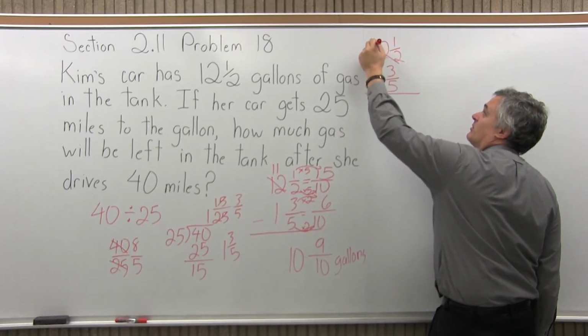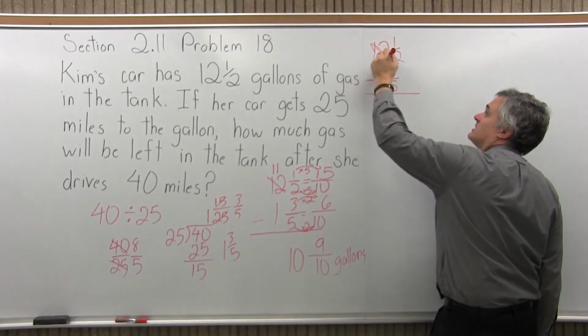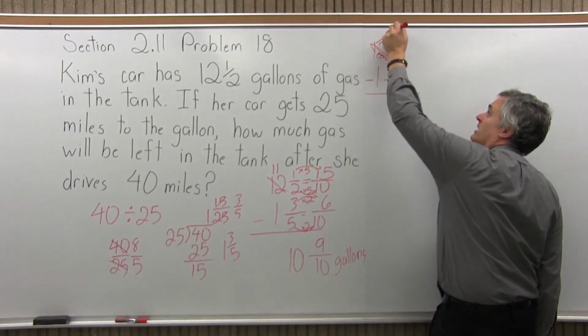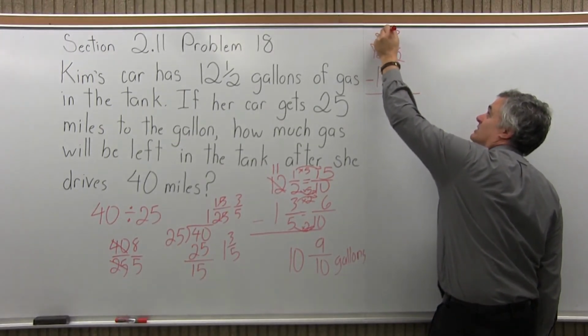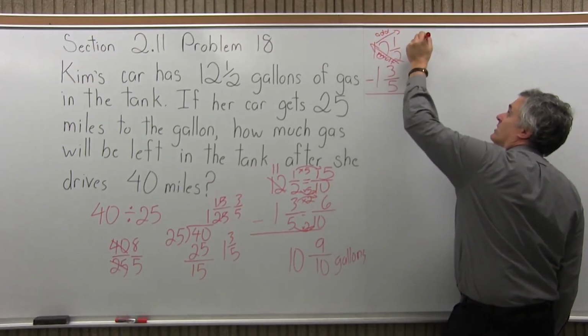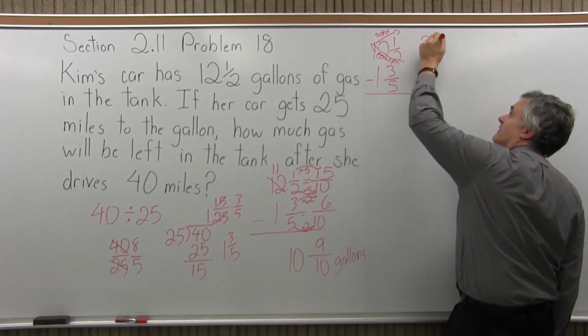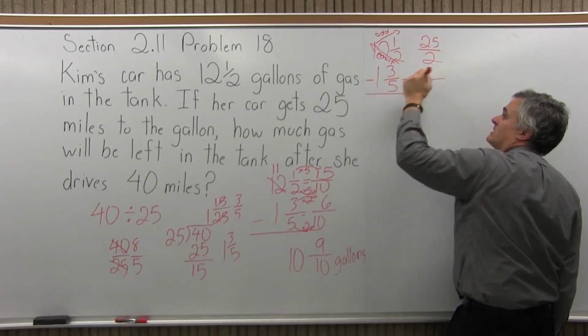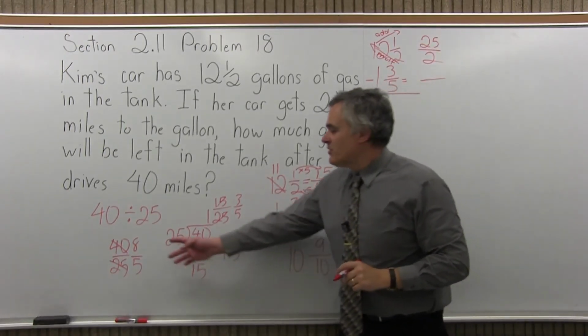So remember, you're going to multiply the denominator times the number in front. 2 times 12 is 24. Take that result and add, so the result of 24 plus 1 more. 24 and 1 more is 25. Denominator stays the same, it's 2. Same process with the 1 3/5. I remember before it's 8/5.